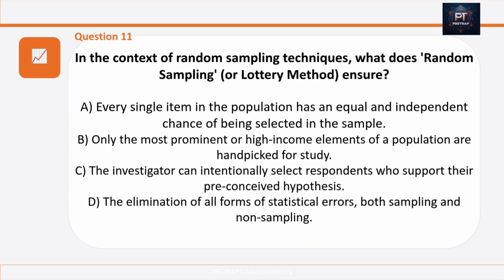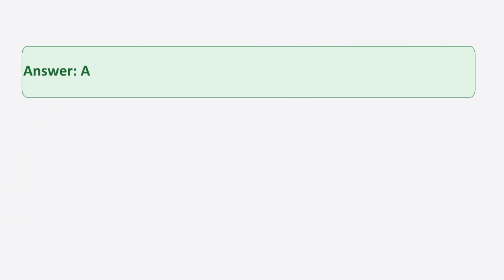Question number 11 is, in the context of random sampling techniques, what does random sampling ensure? Option A, every single item in the population has an equal and independent chance of being selected in the sample. Option B, only the most prominent or high income elements of a population are handpicked for study. Option C, the investigator can intentionally select respondents who support their preconceived hypothesis. Option D, the elimination of all forms of statistical errors, both sampling and non-sampling. And the answer is option A.